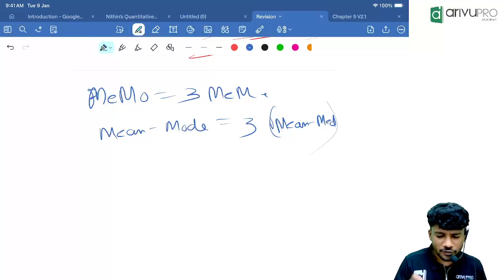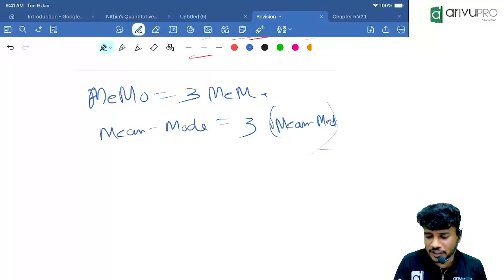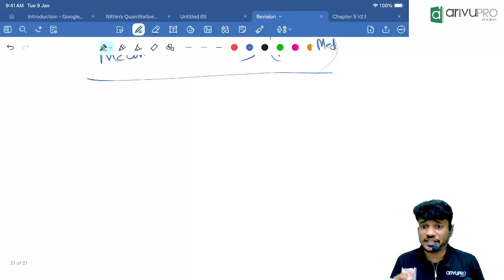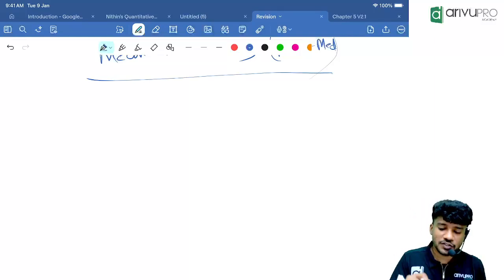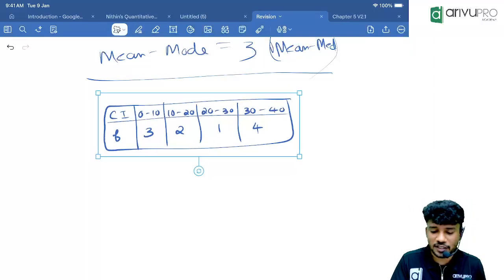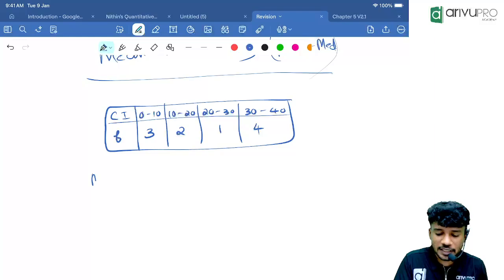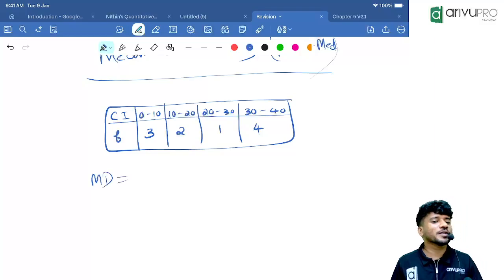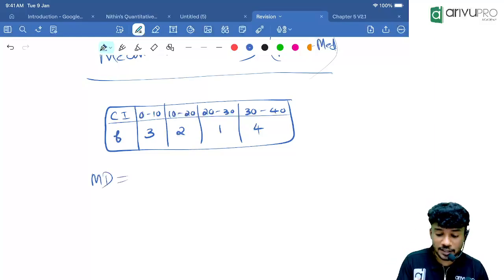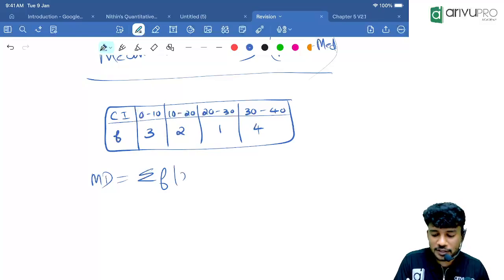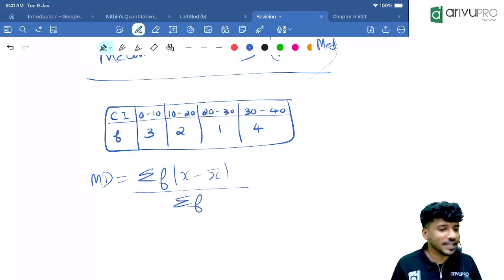Now we are going for which one? The next topic, that is dispersion. We are going to use the same formula for dispersion. First one, what was the first thing we learned with respect to this? Mean deviation. How to find mean deviation for grouped data? Summation of f into modulus of x minus x bar divided by sigma f. That was the formula we have used.